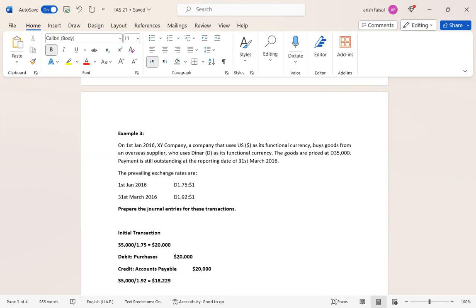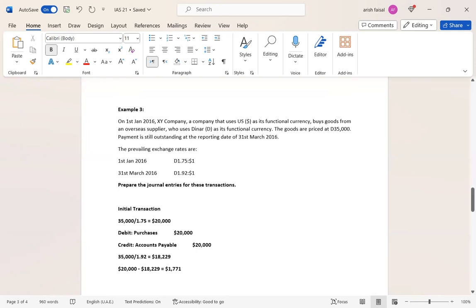So I need to find out the difference, which is 20,000 minus 18,229. So that will give me 1771. Okay. And what I have to do now is record a gain over here. So for that, I'm going to reduce my liability. So I'm going to say debit accounts payable with the amount of 1771. Okay. And credit would be foreign exchange gain, and that will be recorded in the income statement.